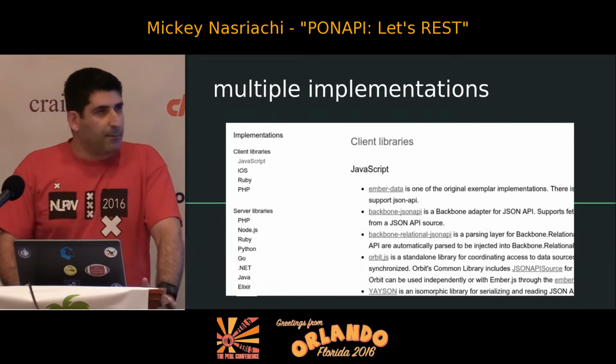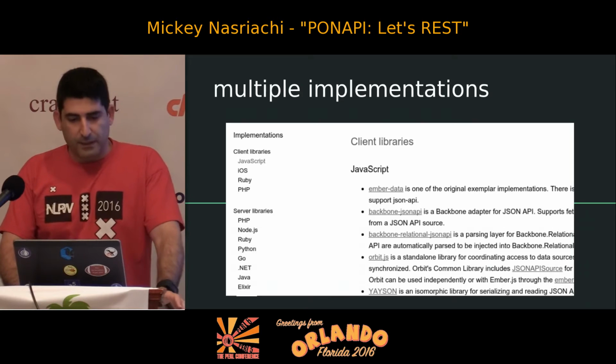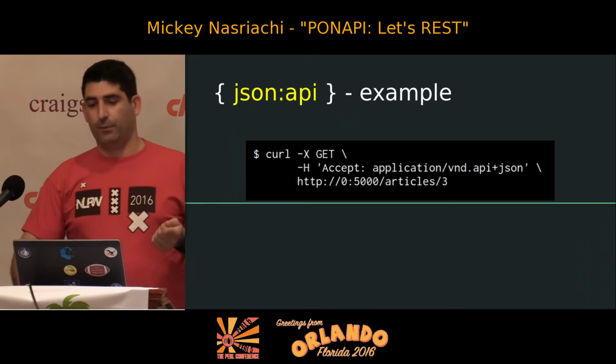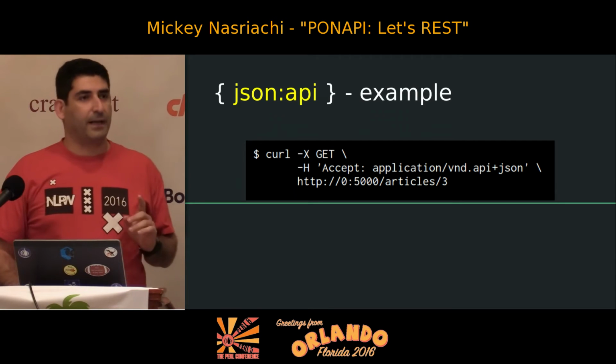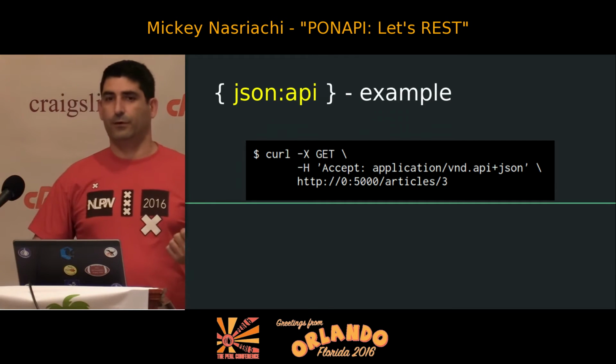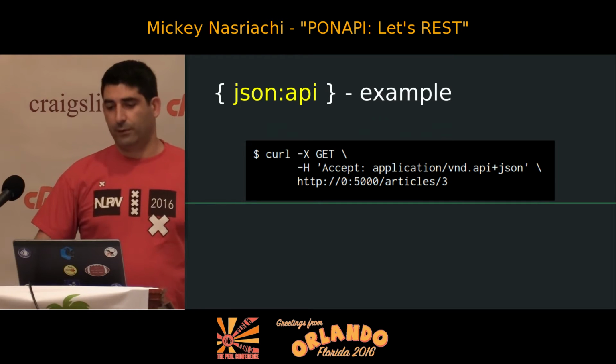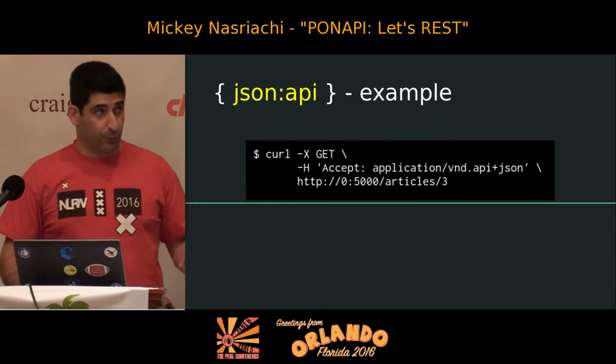Let me give you a quick example of how JSON API works. So just like the previous example, here we ask for a specific, uniquely identified item. All we had to do is tell the server we want a JSON API response through the accept header.